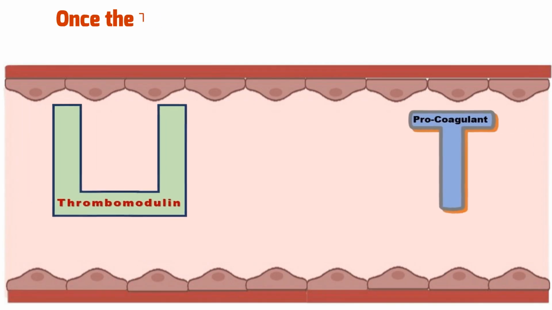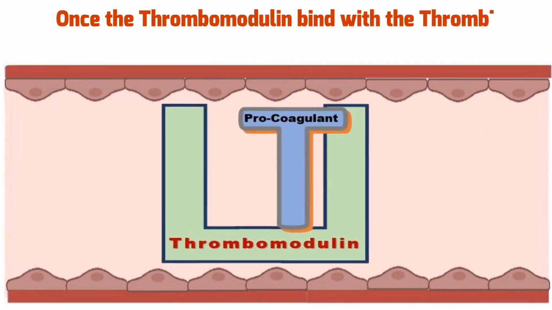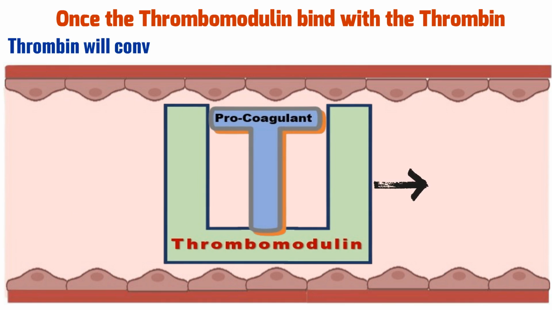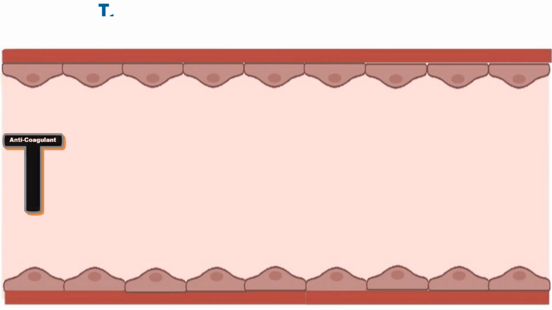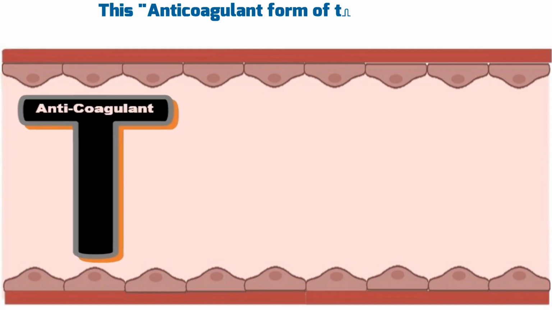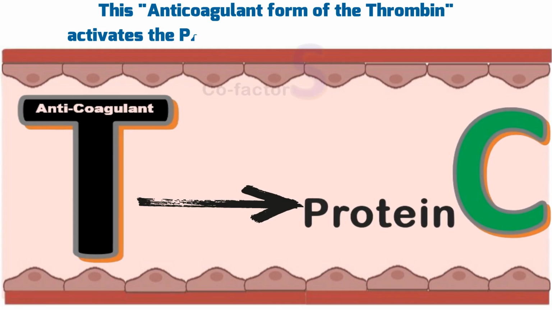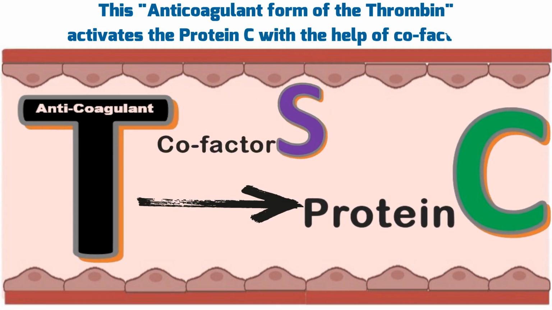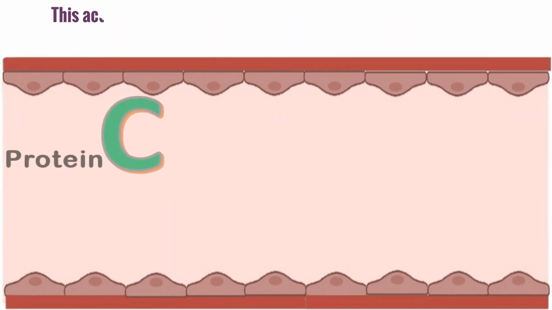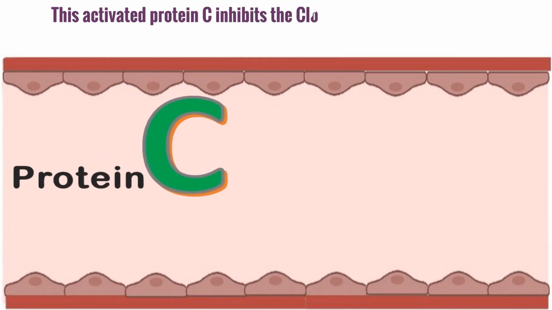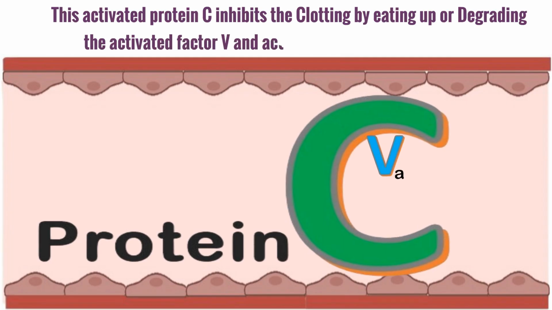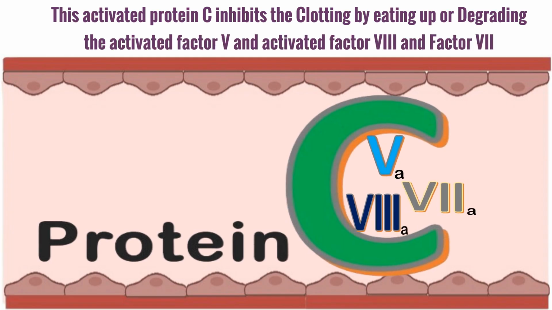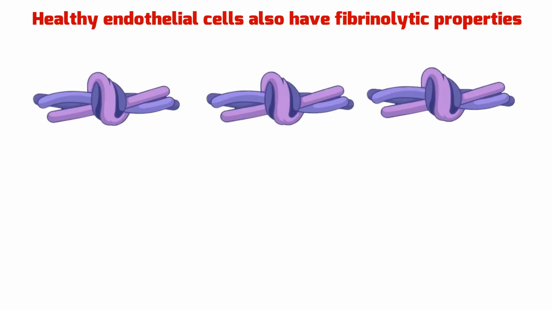But once thrombomodulin binds with thrombin, thrombin converts from a procoagulant form into an anticoagulant form. This anticoagulant form of thrombin now activates protein C with the help of its cofactor protein S, and this activated protein C inhibits clotting by degrading activated factor 5, factor 8 and factor 7.